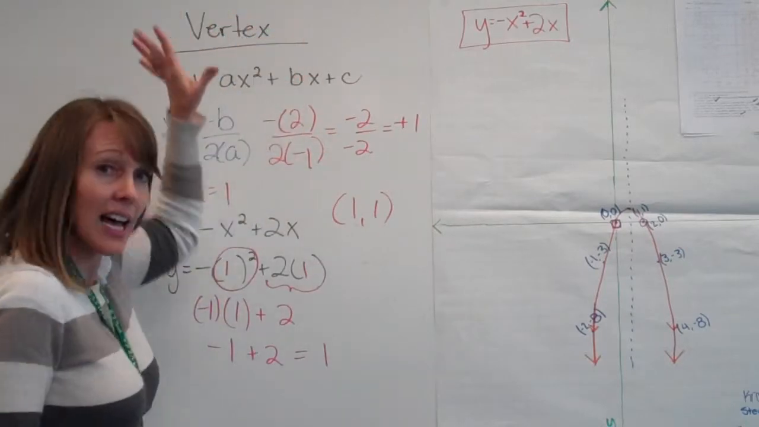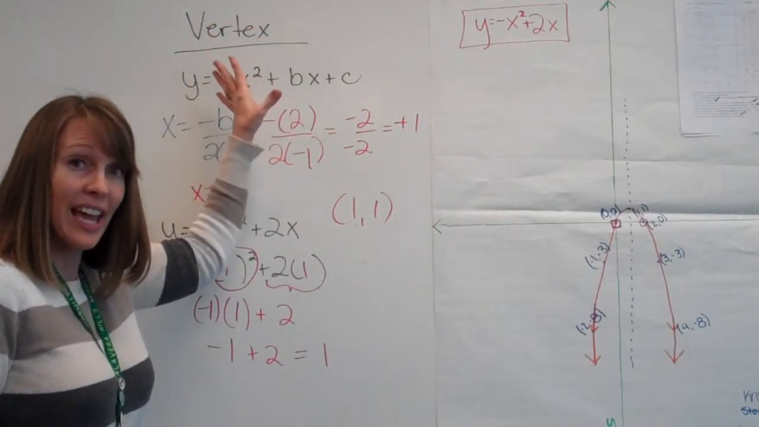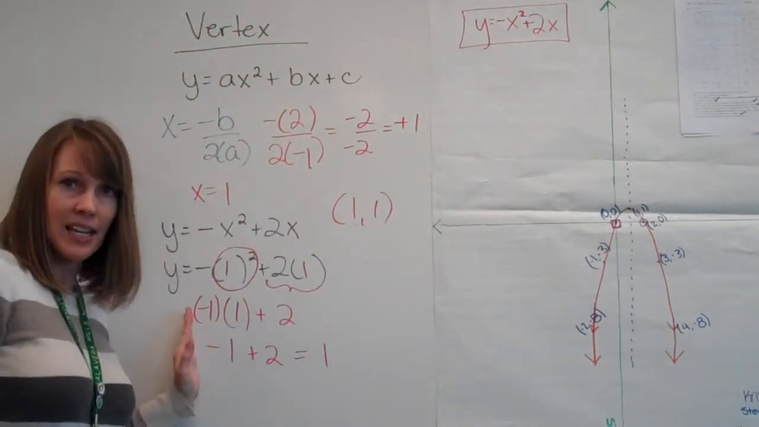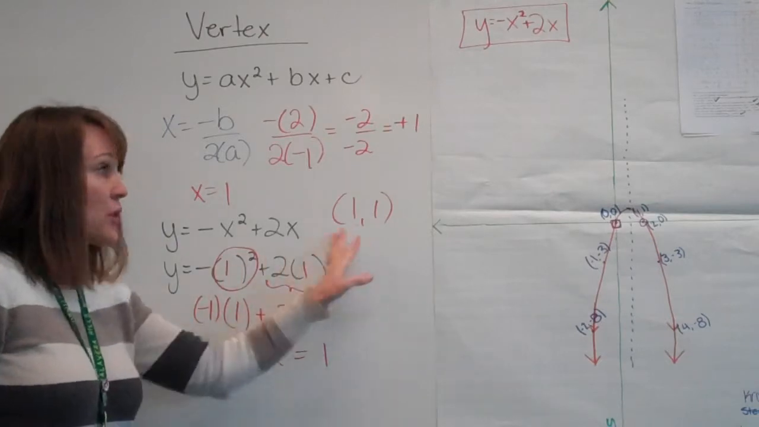So finding the line of symmetry will find you the x value that you can plug in to find the y value, and then you have your vertex.